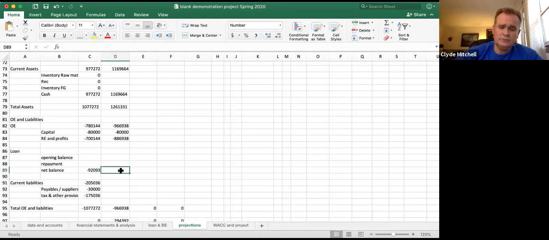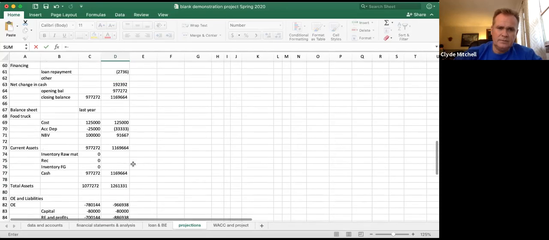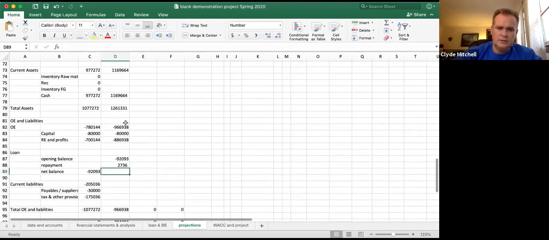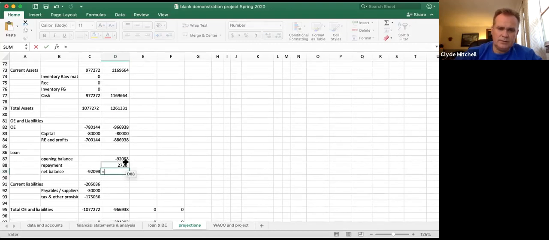As for my loan, it's my loan from last period, or you can actually, if you want to do this properly, bring forward your loan from last period, bring in your payment for this period, but you'll bring it in as a negative that you would have brought in from your loan table. And then your closing balance will be opening balance plus, in this case, the repayment.